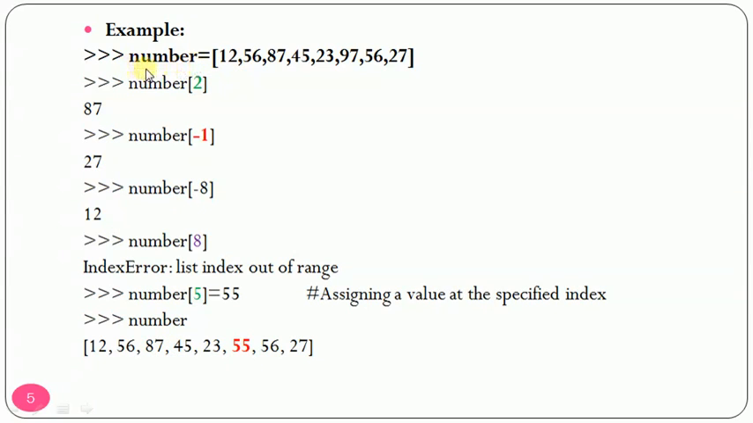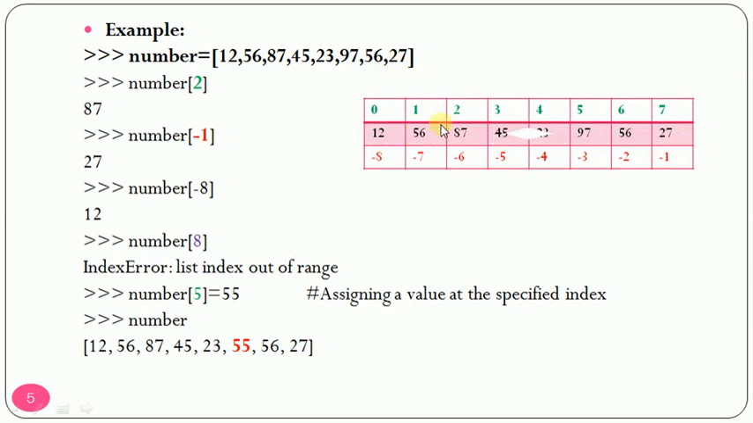Here we have a list called num with these values: 12, 56, 87, 45, 23, 97, 56 and 27. This is our list. When we write the forward index, it will start from 0 and end with 7, and the backward index starts from -8 and ends with -1.